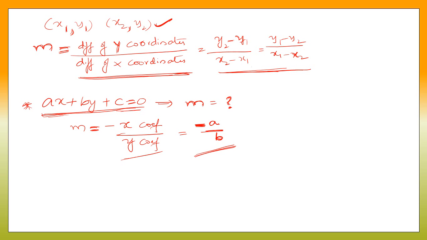Next, moving on to some more conditions that we need to learn here. The next one is if 2 lines are parallel. What is the condition? If 2 lines are parallel, then their slopes are equal.